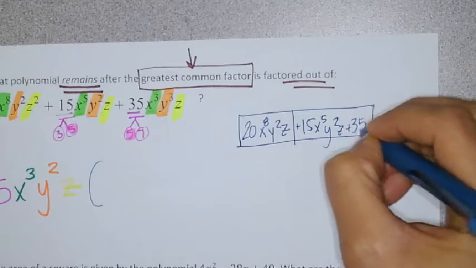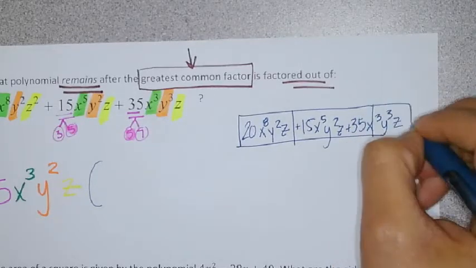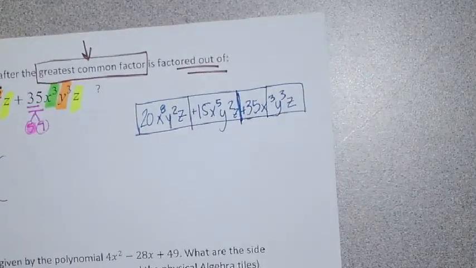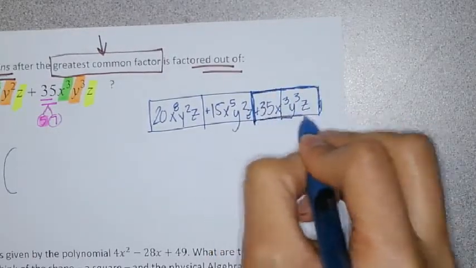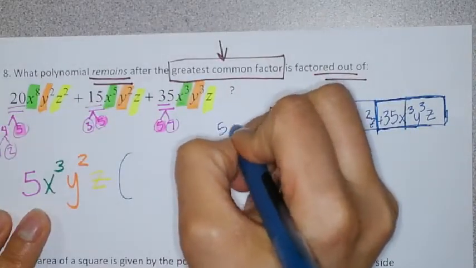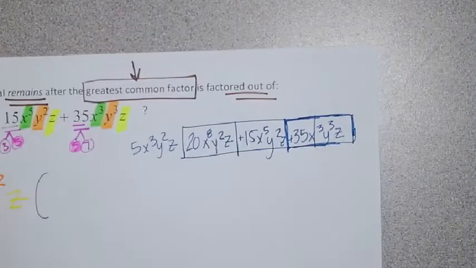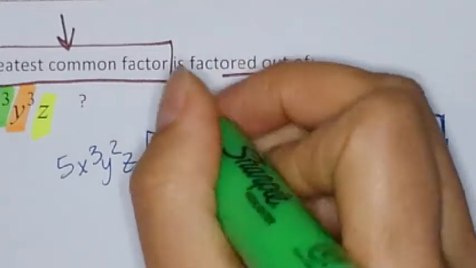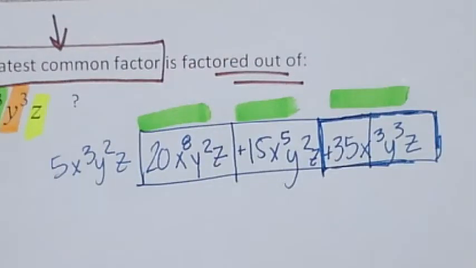Should have made the box a little bit bigger. I apologize. So there's a box. This is the last piece. Ignore that line. And then my GCF would be out here. And then we have to try to find what goes here on the top. And that would be my remaining polynomial.